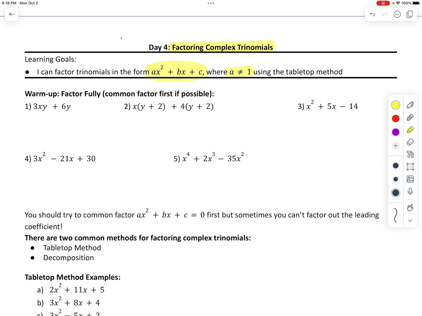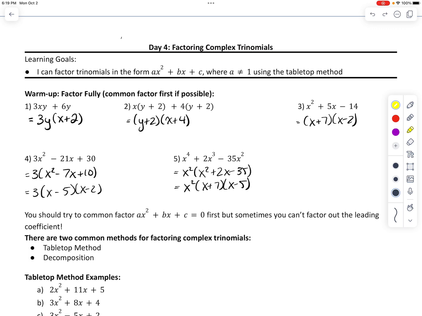First, good idea, pause the video. The warm-up is all things that we have already done. So if you want to pause the video, go through those 5 warm-up questions and then resume the video, see if you got those right. Okay, there you go. So there's those 5 answers. You can pause the video, look through those solutions if you want.